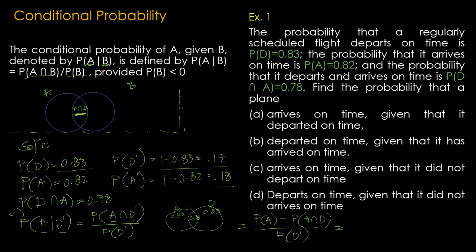What is the probability of A? That is 0.82. Subtract from that the intersection, 0.78, divided by the probability of D prime, which we computed earlier, 0.17. We have a value of 0.2352, or 23.52%. So that is the probability that it will arrive on time given that it did not depart on time.